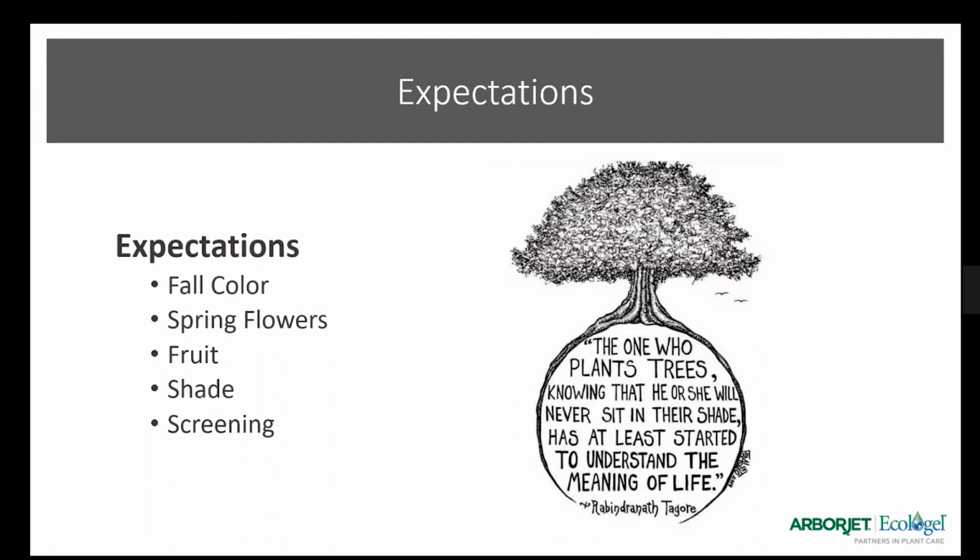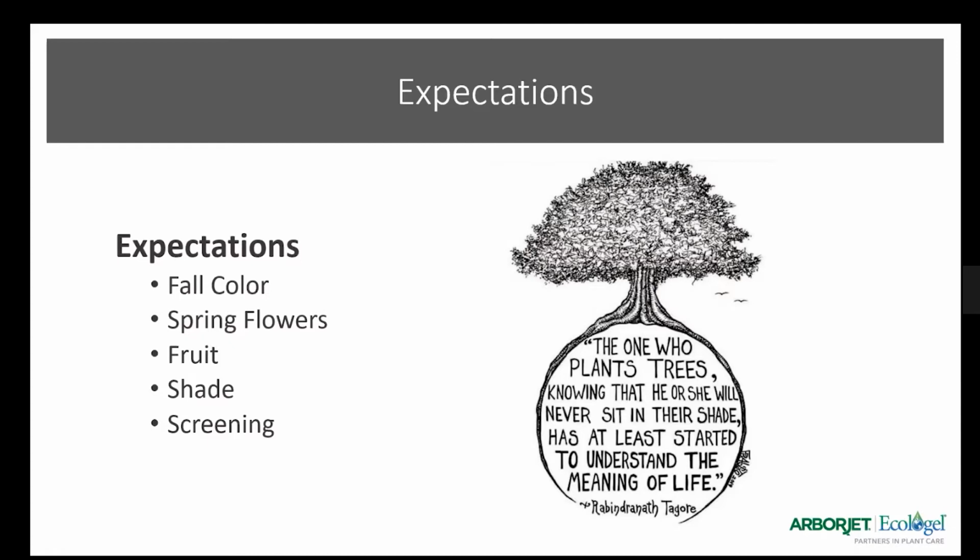Spring flowers, fruit, shade, screening. Some people even make crab apple wine. So even though somebody wants a crab apple, which is a fruit tree, knowing why they want that fruit tree may even change the type of crab apple you pick, because you may have more disease resistant varieties that are easier than others, whether you wanted it for the flowers or the fruit.